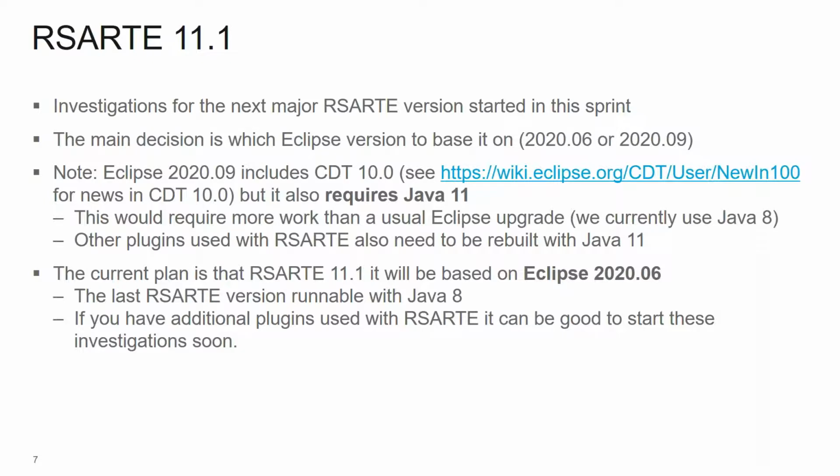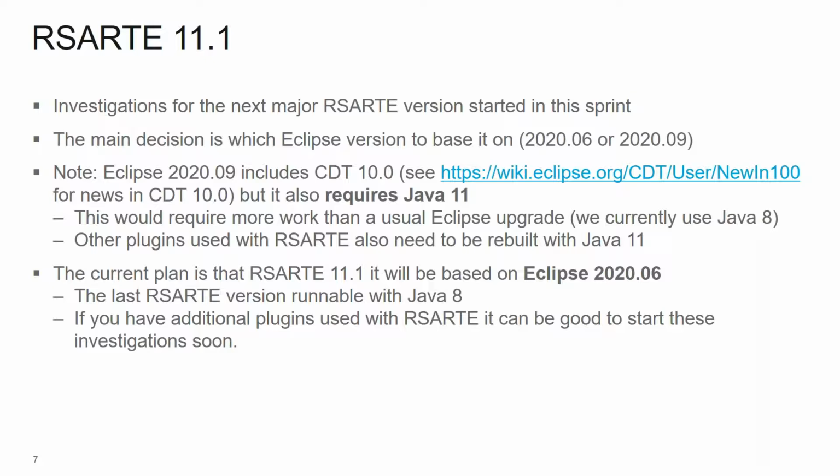The benefit or reason we considered 2020-09 was that it includes a new version of CDT, but we also found out that it requires a Java 11 JVM to run. This would mean extra work compared to previous upgrades, and it also means work for all customers that have their own plugins because they need to rebuild them with Java 11. So we therefore decided that 11.1 will be based on Eclipse 2020-06. We will follow our previous scheme with adopting the June release of Eclipse.